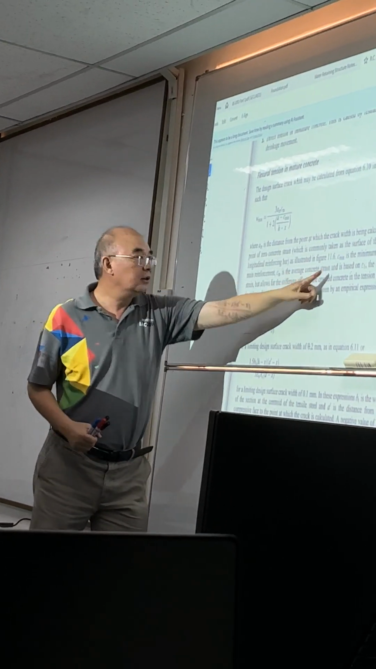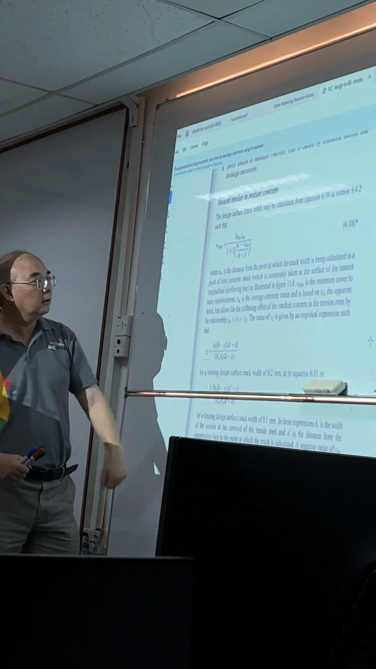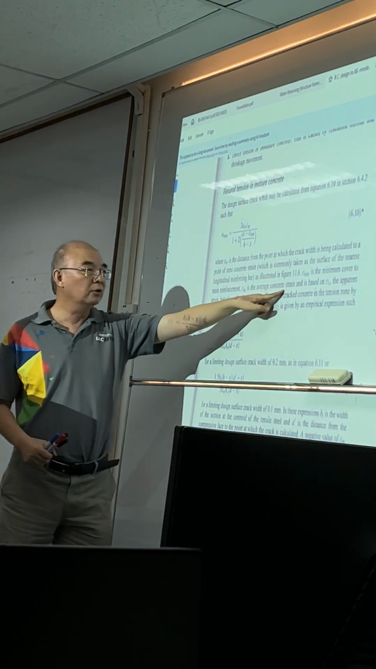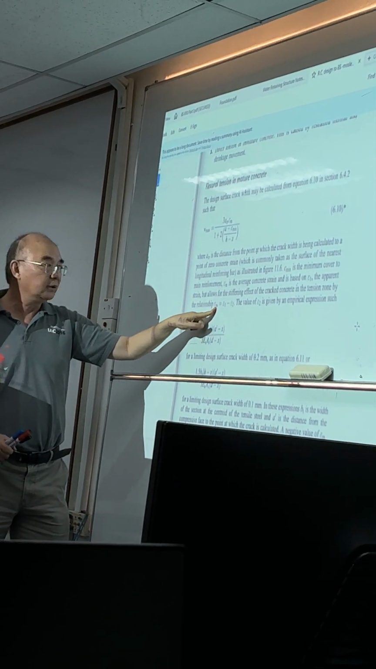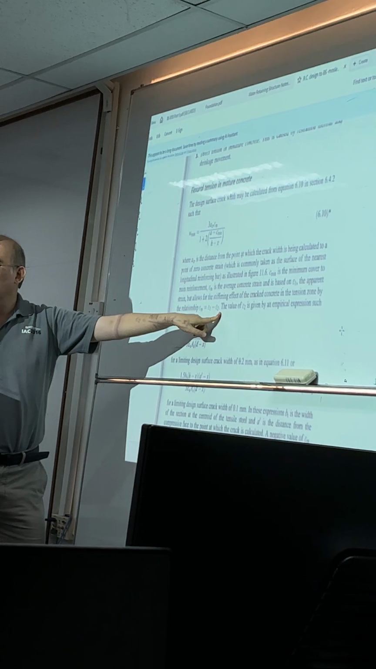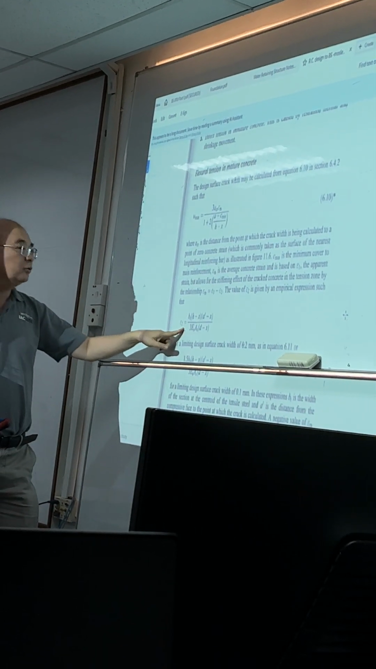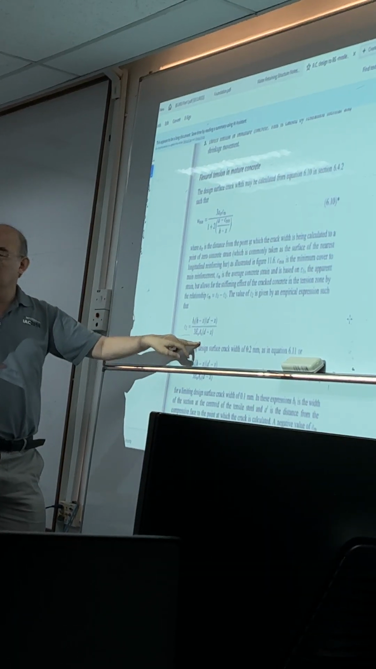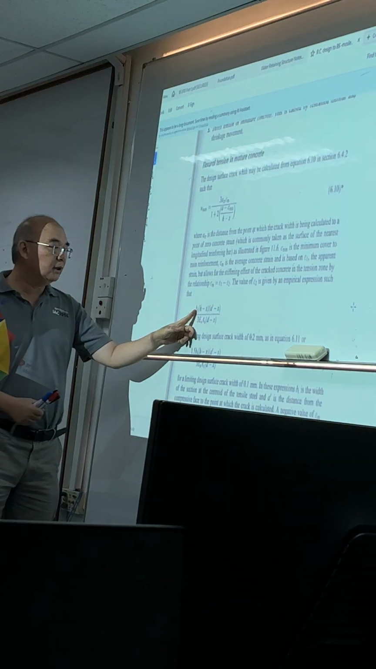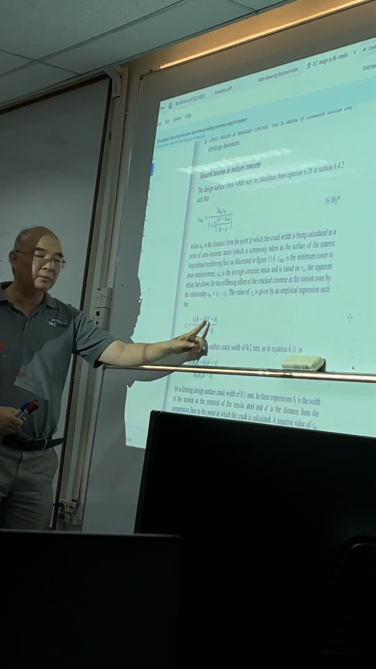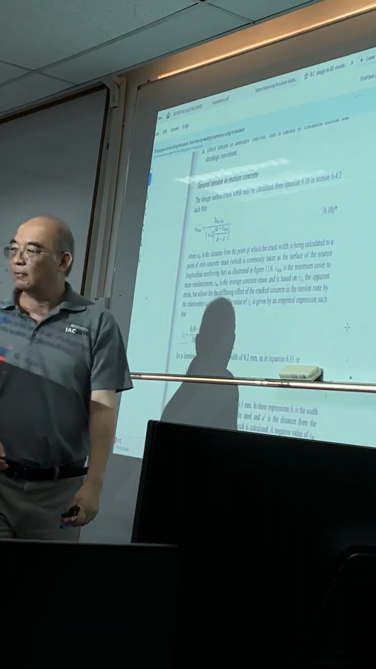C min is the minimum cover to the main reinforcement. And epsilon m is the average strain, based on epsilon 1. Epsilon m is equal to epsilon 1 minus epsilon 2, where epsilon is a strain. And epsilon 2 is equal to this horrible looking fraction: b(h minus x)(d minus x) divided by 3 E s A s (d minus x).